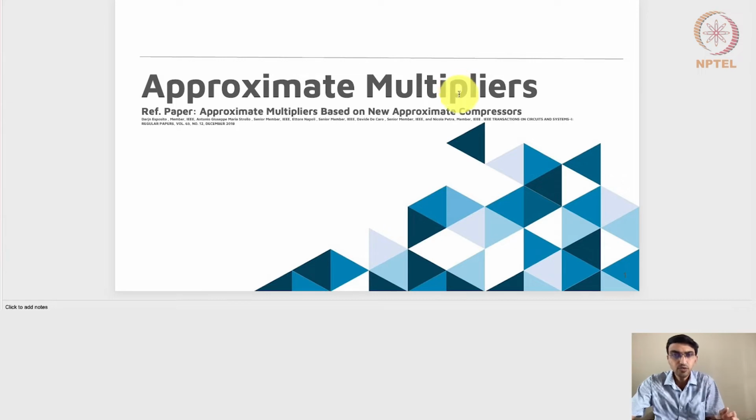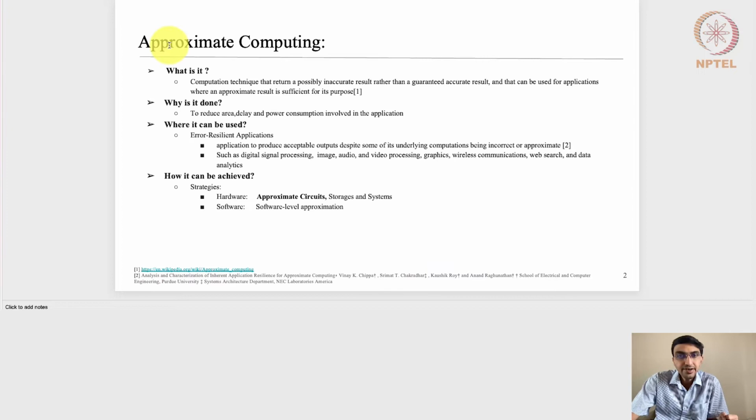Most of this lecture is taken from a reference paper called Approximate Multipliers Based on New Approximate Compressors. In achieving the approximate multipliers, we'll have to understand compressors, and we will also try to understand what approximate compressors mean. All right, so moving ahead.